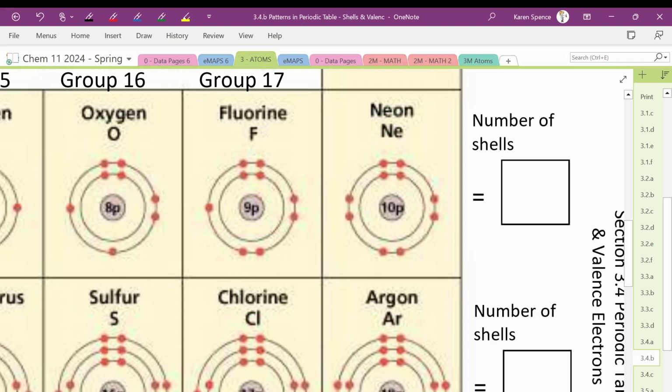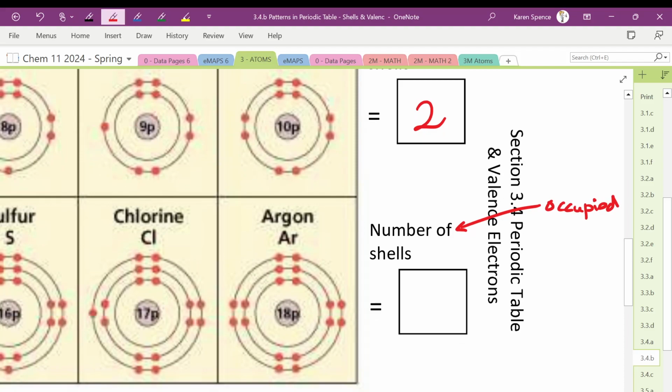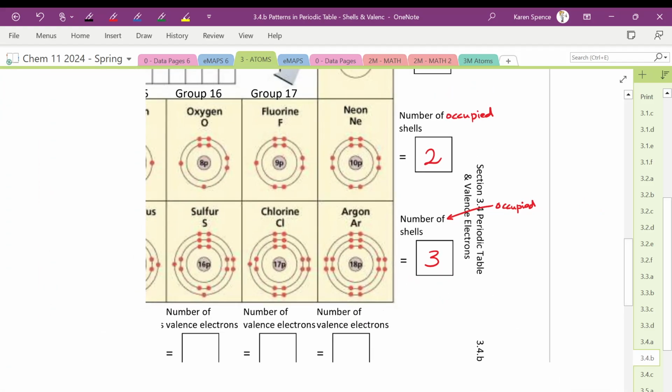So if you are in row number 2, what is the number of occupied shells? That means shells that have electrons in them. If you're in row number 2, there are 2 occupied shells. Can you guess how many occupied shells there are in row number 3? 3. And in row number 4? 4. Row number 5? 5. Okay, that's how it goes.